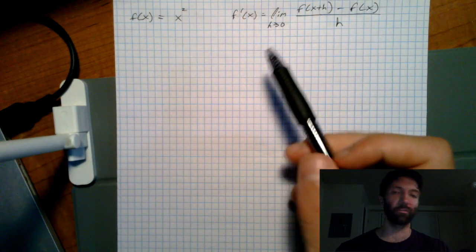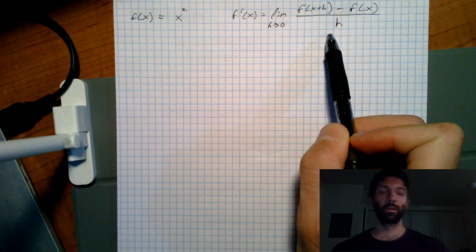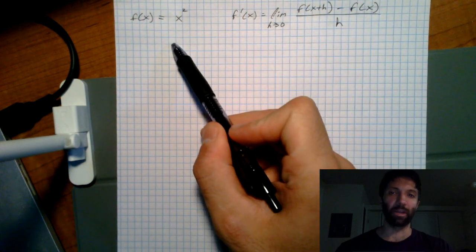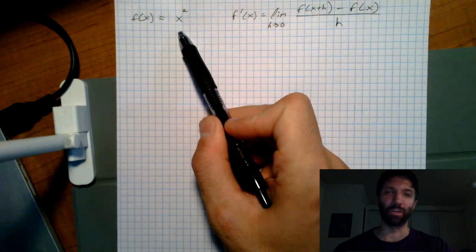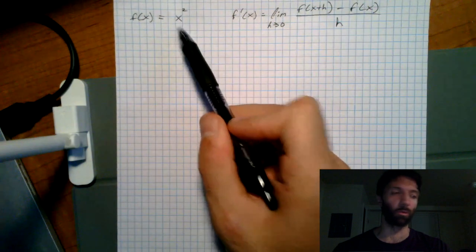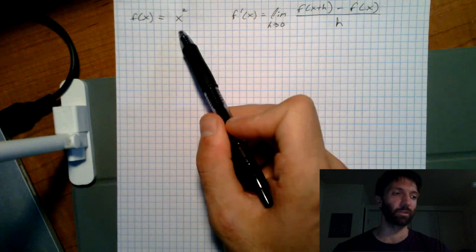Okay, so here we have the formal definition of a derivative. Now, in this video, we're just going to be finding the derivative of polynomial functions. Maybe in a different video, we'll do some different types of functions, but just to keep it simple, we're going to stick with polynomial functions for this one.